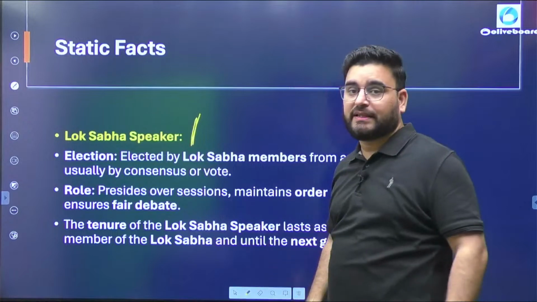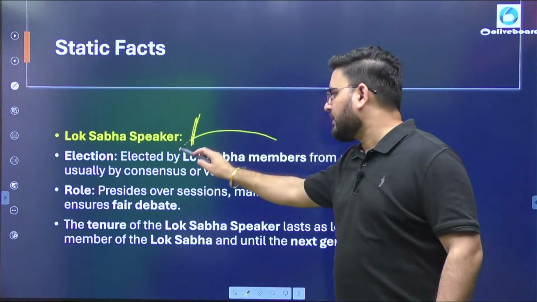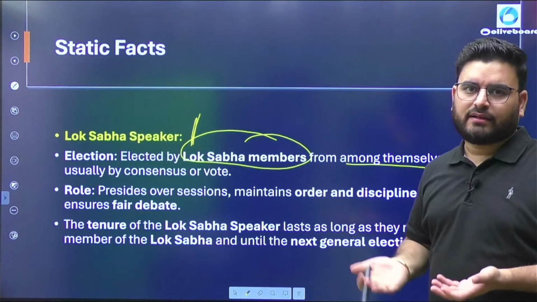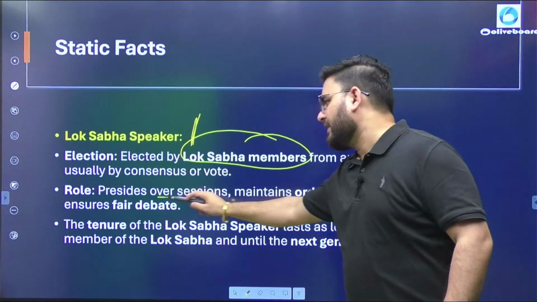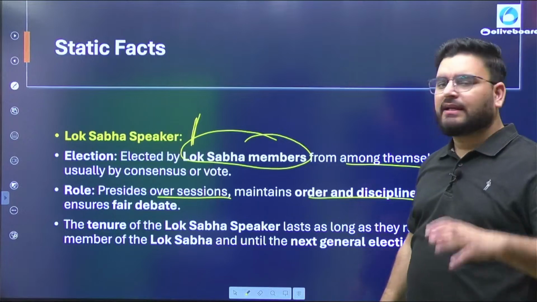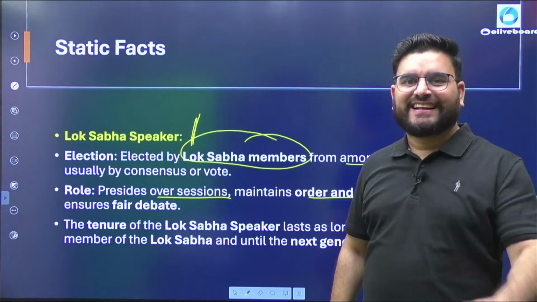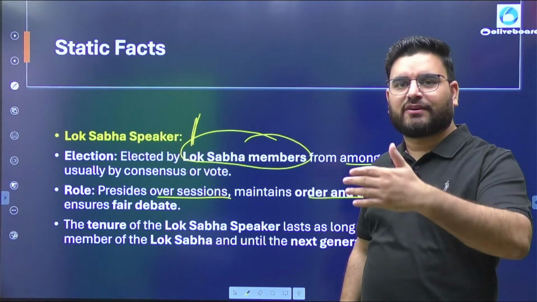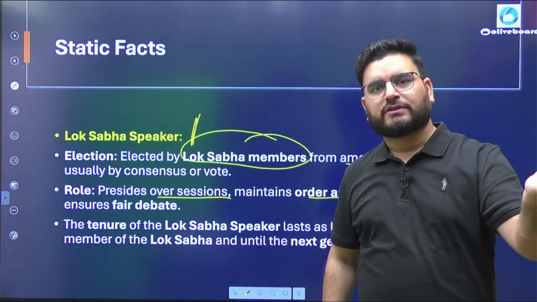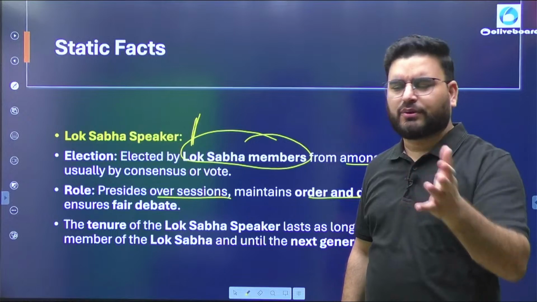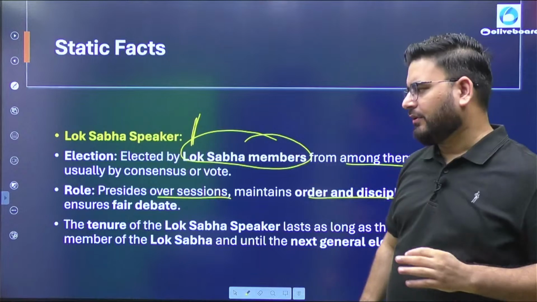Now coming to the Lok Sabha speaker. So who elects the Lok Sabha speaker? The members of the Lok Sabha elect the Lok Sabha speaker. Very simple. What is the role of the speaker? The role is to preside over the sessions, maintain order and discipline, and ensure a fair debate. If you have seen the news, there were some debates that the speaker is favoring the ruling party and is not allowing the opposition to speak. So these kinds of allegations are there. We don't know, right? The duty of the speaker is to maintain proper decorum of the house.